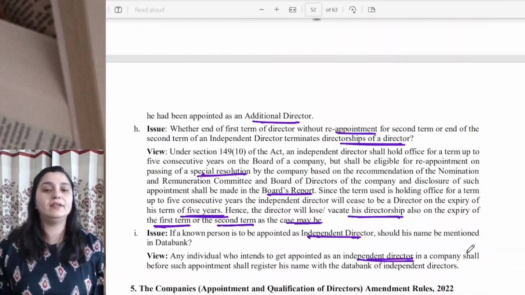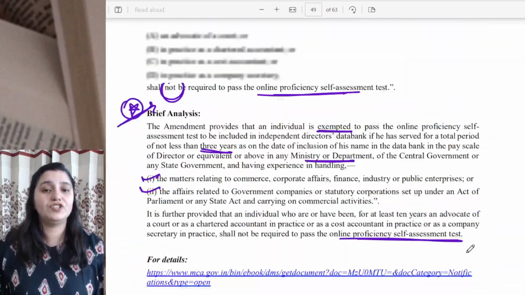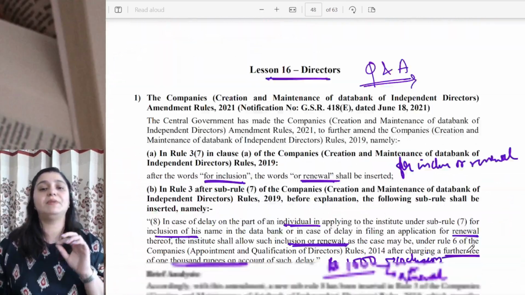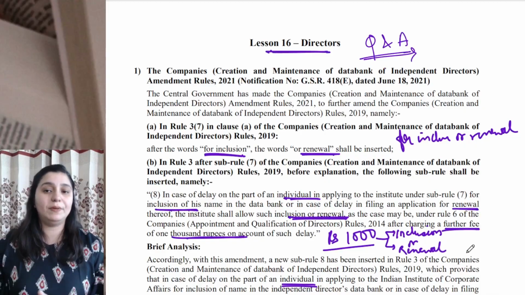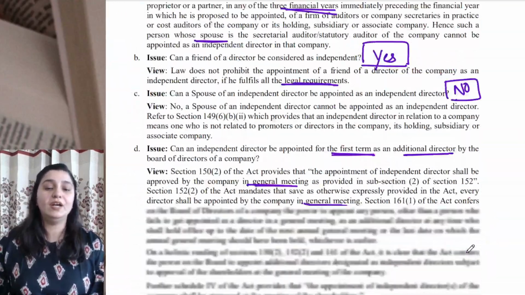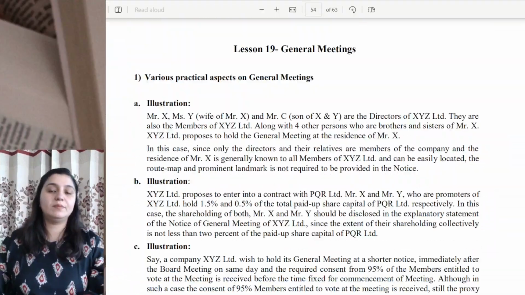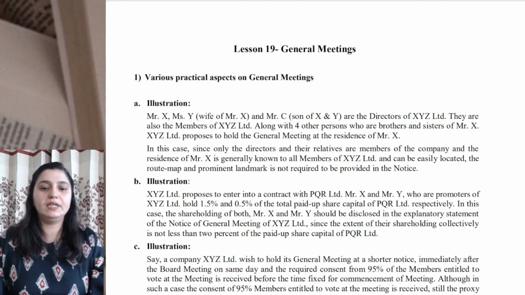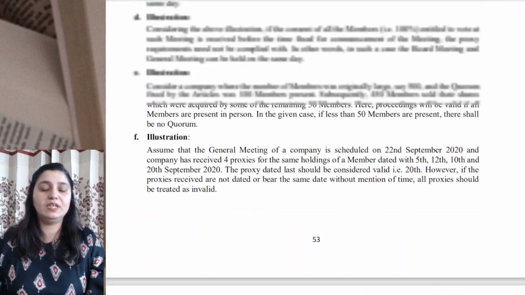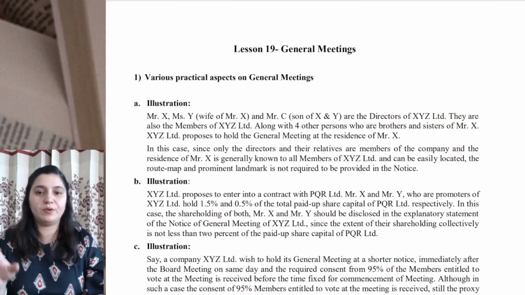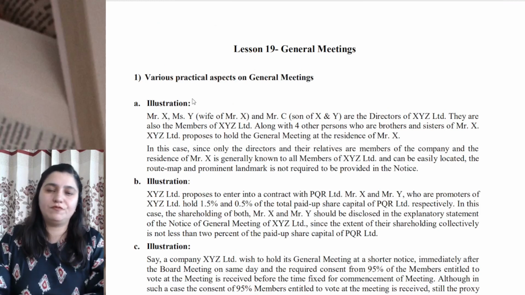And with this we end the amendments of chapter 16. Few of the amendments, if you have read the latest topics, will be there, and few of the amendments will not be there. Moving to lesson number 19 which talks about general meeting. It has more than amendments, only illustration form, like question form of things, which is for practice purpose.